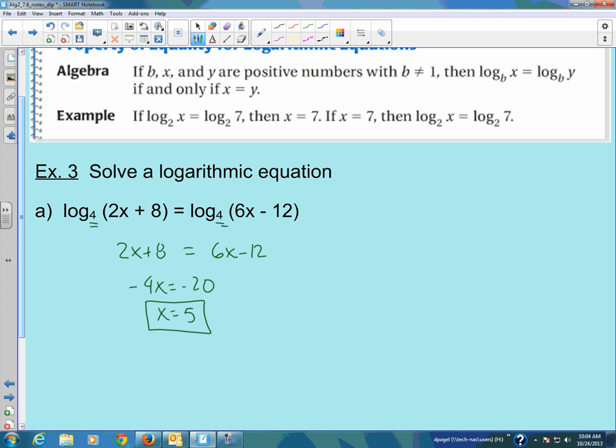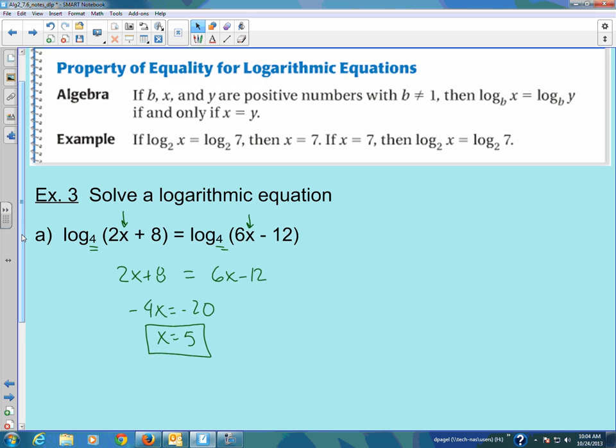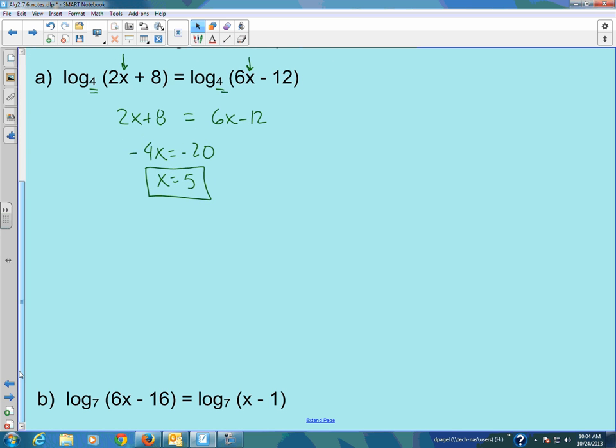And I want to make sure that it works, because I can't take logs of negative numbers, so I want to make sure after I plug the 5 back in to the originals, putting 5s in each of those places gives me a 10 plus an 8 on the left-hand side, or log base 4 of 18. 30 minus a 12 on the right-hand side, also log base 4 of 18. So I get x equal 5. That one works. So that's what we're going to be doing when we talk about the property of equality for logarithmic functions. Look for the same bases.